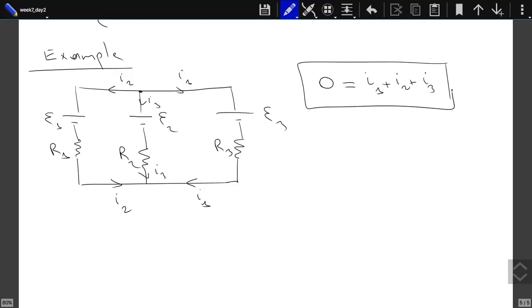So already this tells me that at least one of these currents should be negative. Before you complain that how come all the current is leaving this point, not all of them are leaving that point. At least one of them should be entering. So this is what this statement is. One of them should be negative, that is, it should be running in the opposite direction.